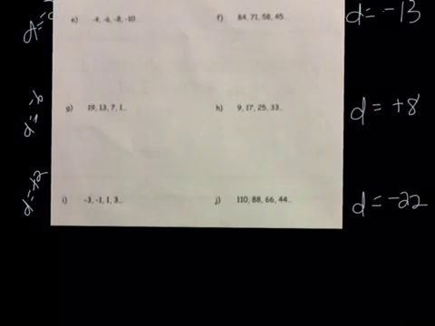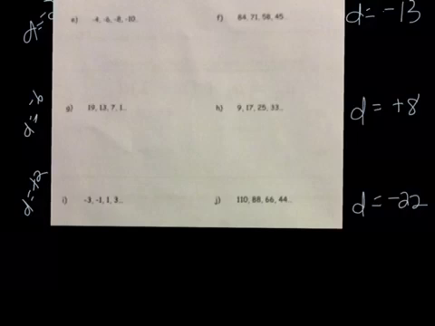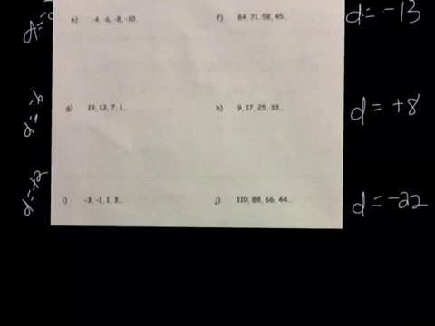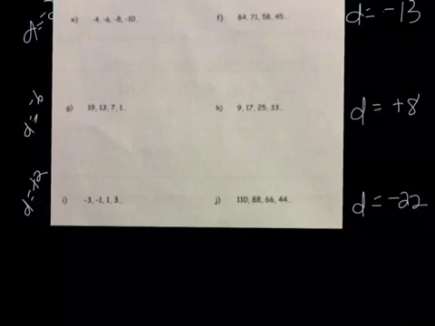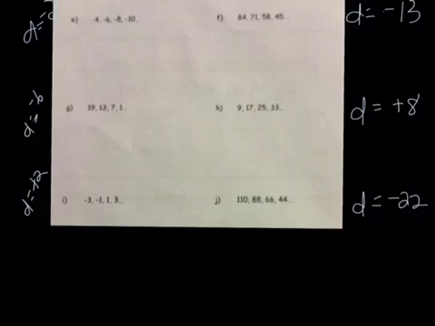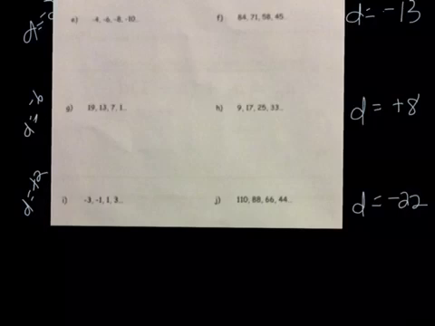I wrote them off to the side a little bit because it was hard to see on the white. So for E, you should have minus 2 for d. For F, negative 13. For G, minus 6. For H, a plus 8 pattern. For I, a plus 2. And for J, a negative 22.